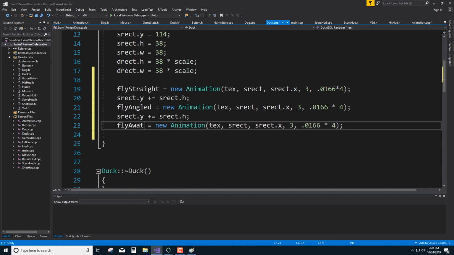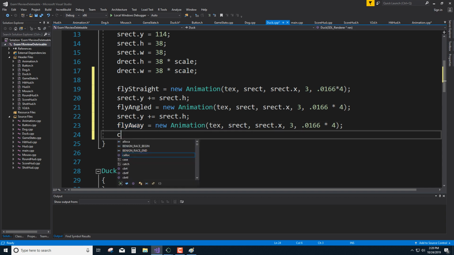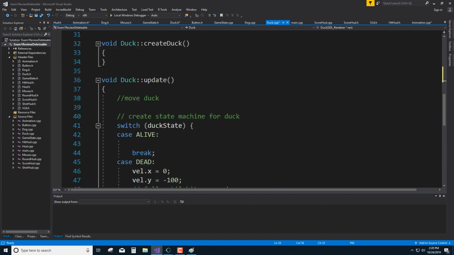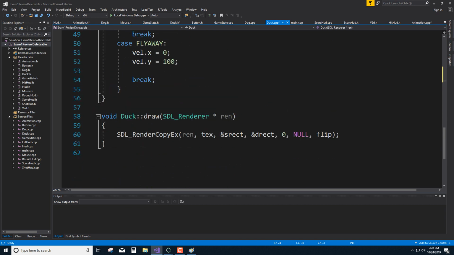Right. And then we'll set current animation to, let's fly straight. We'll start at fly straight. Now our duck draw will have to be updated. This S-rect is not going to come from the duck. Where does it come from? Sprite sheet. In other words, animation.